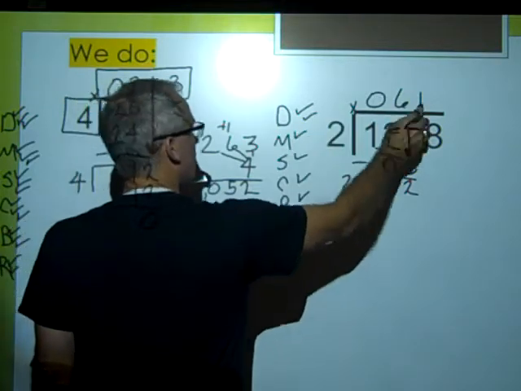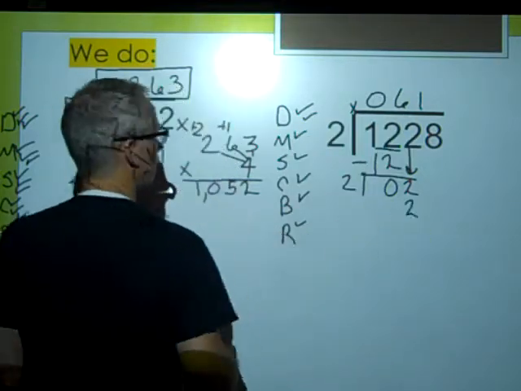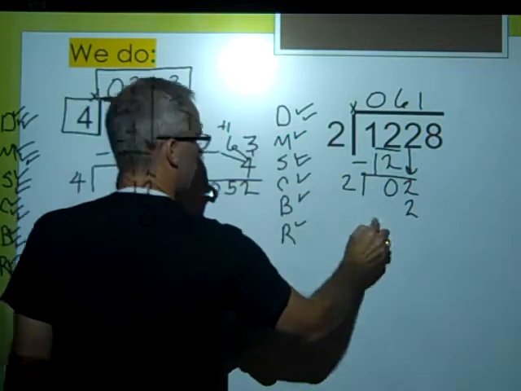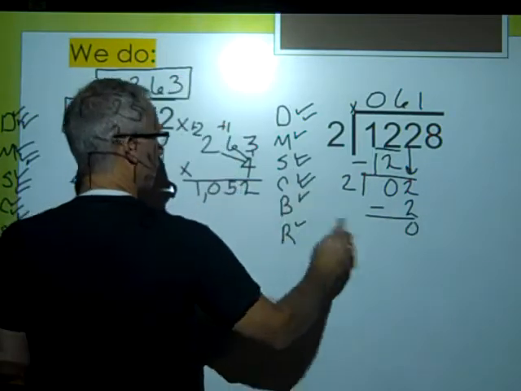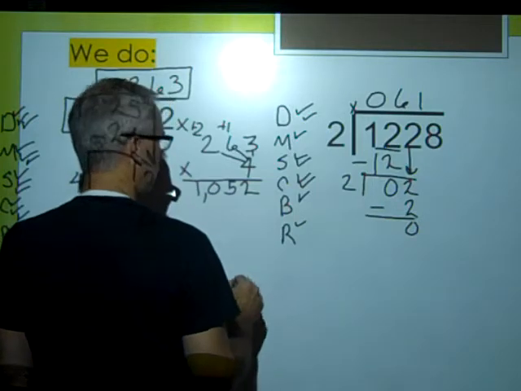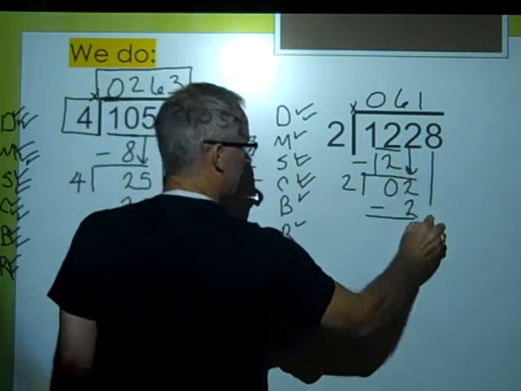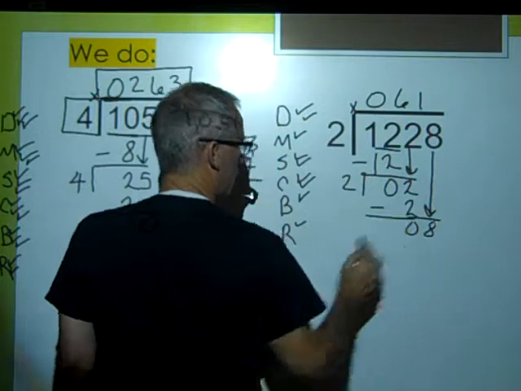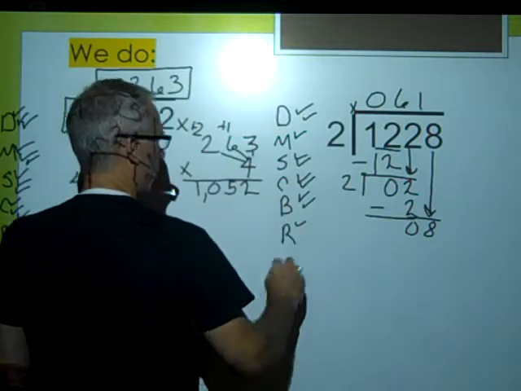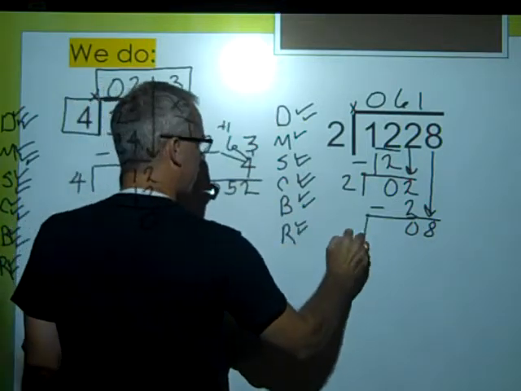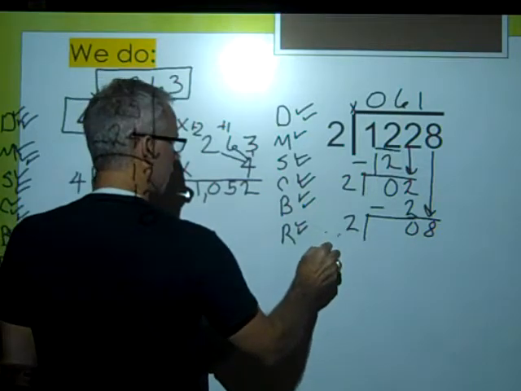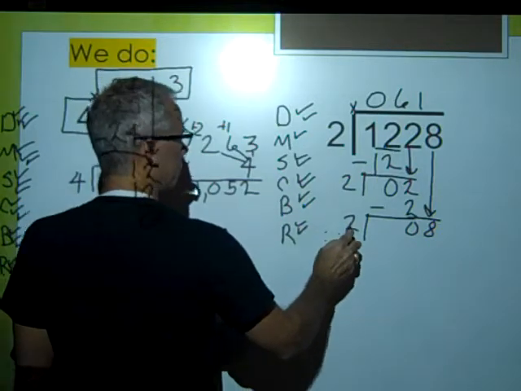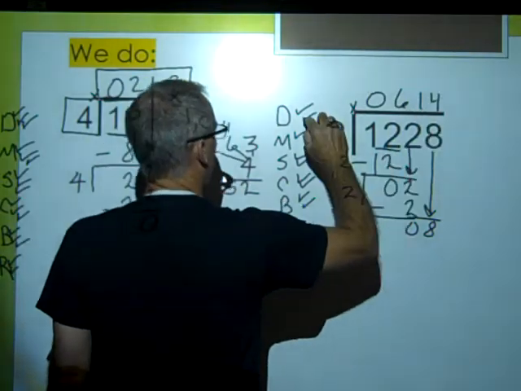Multiply, 2 times 1 is 2. Subtract, 2 take away 2 is 0. Check, is 0 less than 2? Absolutely. Bring down the next digit, which is an 8. Check. Rewrite the divisor, repeat the process. Count by 2s, 2, 4, 6, 8. That's 4 groups. I can make 4 groups.